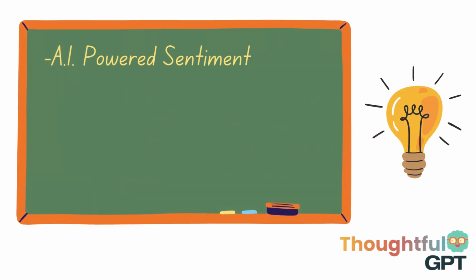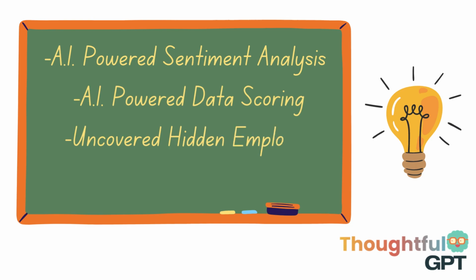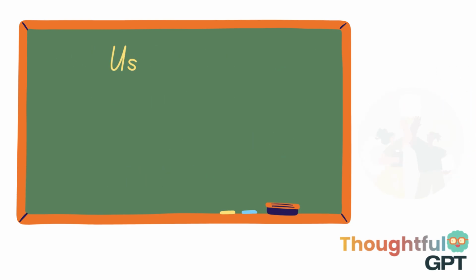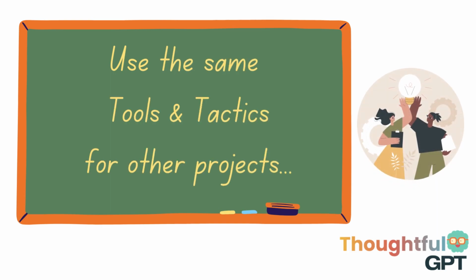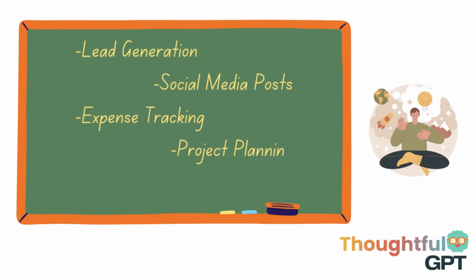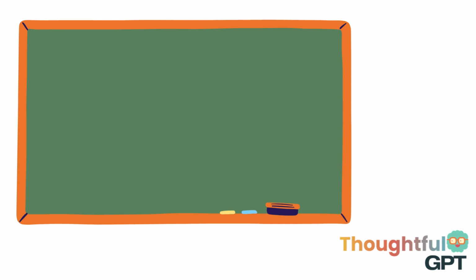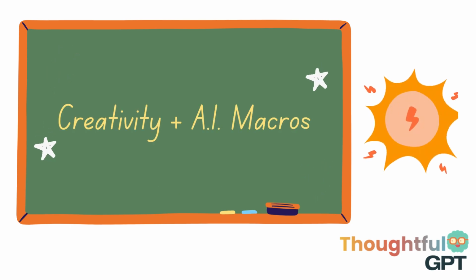So to recap our work today, we just completed a complex sentiment analysis and data scoring exercise in just a few minutes. By using ThoughtfulGPT as a collaborator, you can apply the same principles we learned today to tackle your other projects in a snap. From lead generation to social media posts, expense tracking to project planning, all you'll need is a sprinkle of creativity and our powerful AI macros to get the job done at lightning speed.